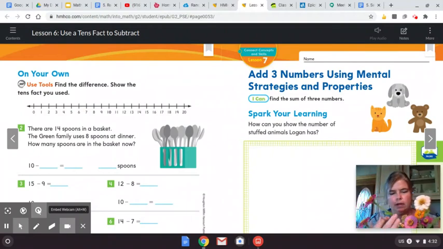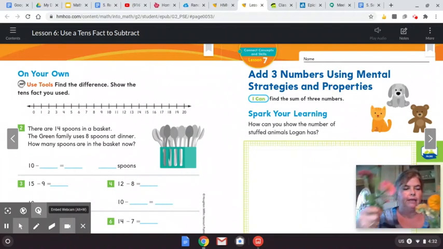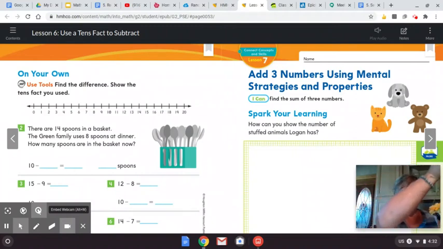Oh, let's see. I have 1, 2, 3, 4, 5 pink ones. 1, 2, 3, 4 orange, and 2 peach. So that means in my mind, in my bouquet, I have 5 plus 4 plus 2. And then when I put them back together, I have my bouquet.